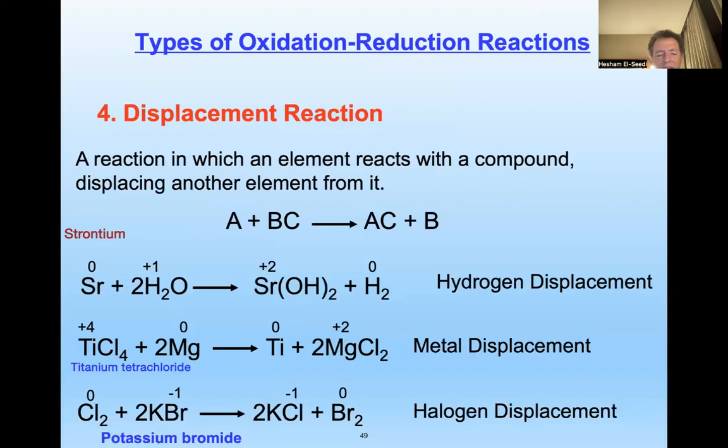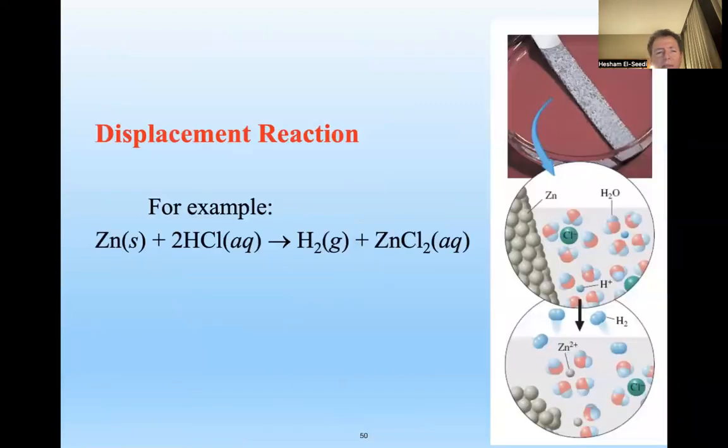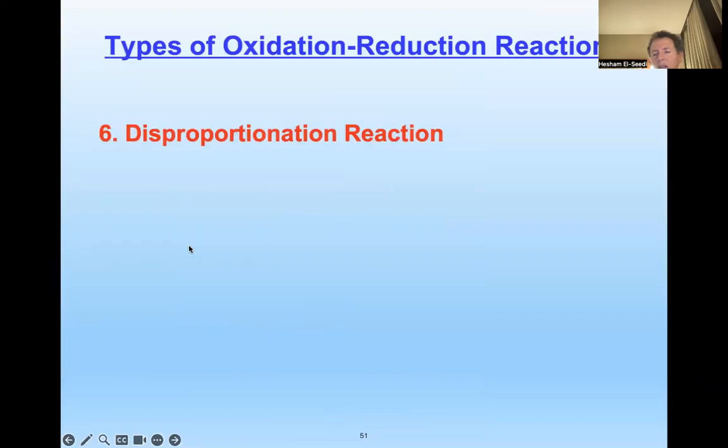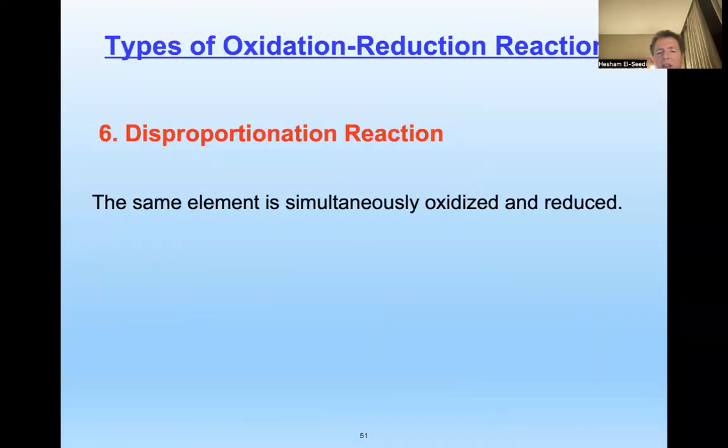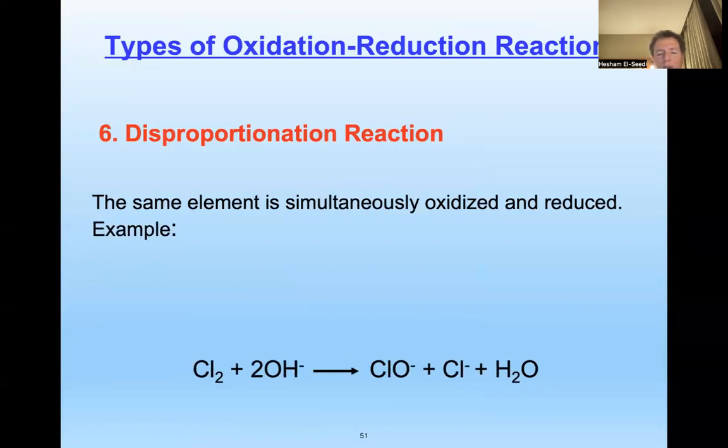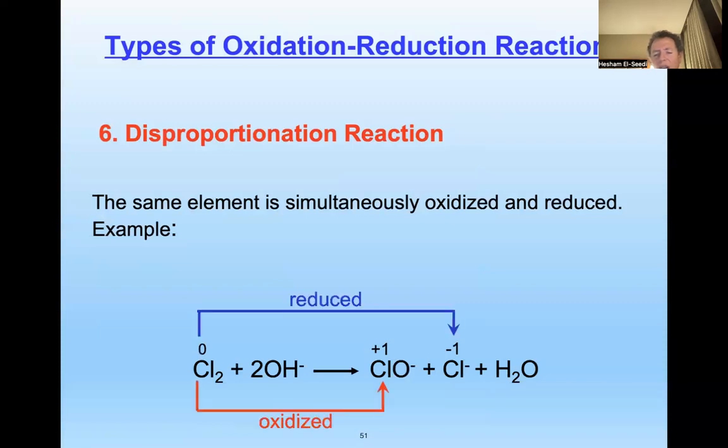Then, if you put the oxidation state, of course, you can practice on that. So displacement reaction, again, zinc plus HCl, it will give you hydrogen displaced by the zinc, as you can see. So the same element is simultaneously oxidized and reduced, like in this case, chlorine and hydroxyl, it will give you, this will be oxidized, while this will be reduced.